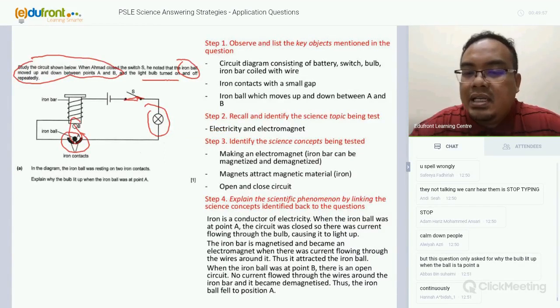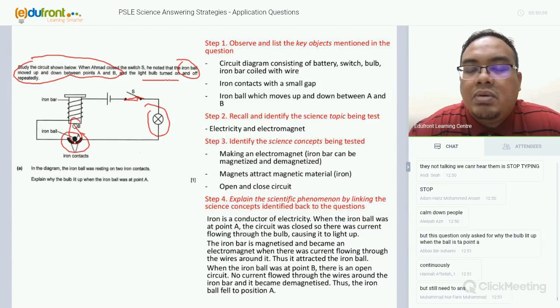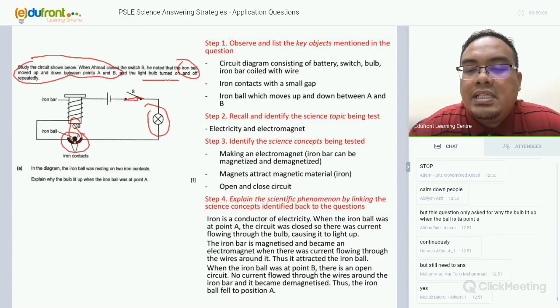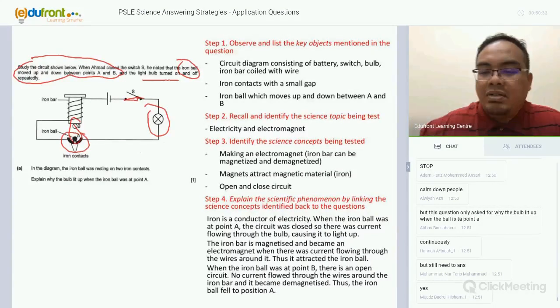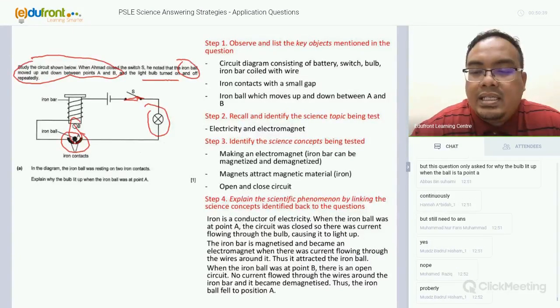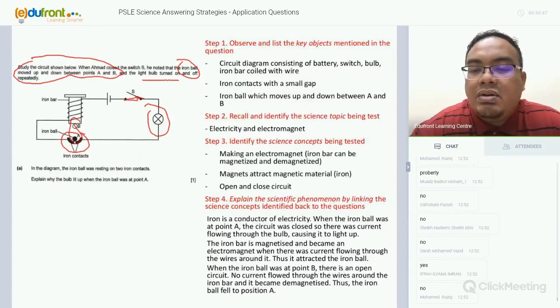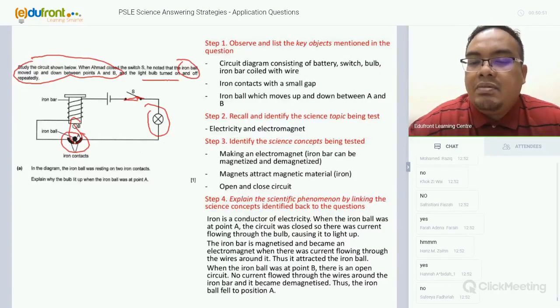Now let me ask you this question. Let's ask Muaz. Muaz, are you there? Since you like to chat, I'm going to ask you this question. Muaz, when the iron ball moves up and down and the light bulb turns on and off repeatedly, does it continue forever? Is it a continuous process? Yes or no? Not probably, it's either a yes or no answer. Some of you say yes, some of you say no.